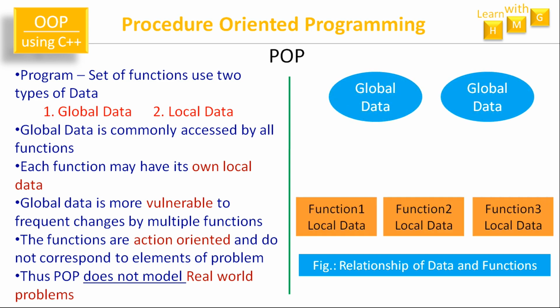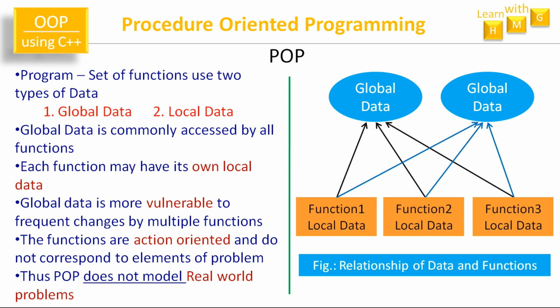Suppose this is global data and there are three functions, function 1, function 2, function 3. Every function has its own local data also. So there are three sets of local data, one for function 1, one for function 2 and one for function 3. Apart from this, there is global data also, and these functions may access this global data. All these functions can commonly access this global data.